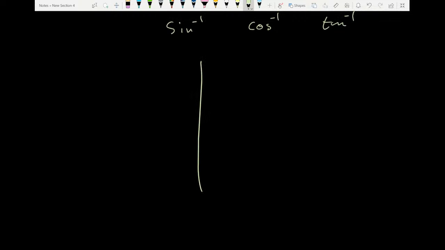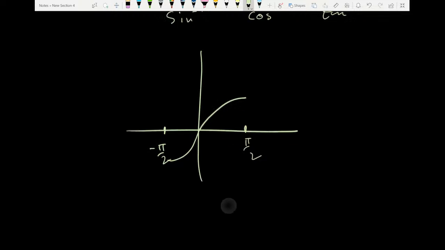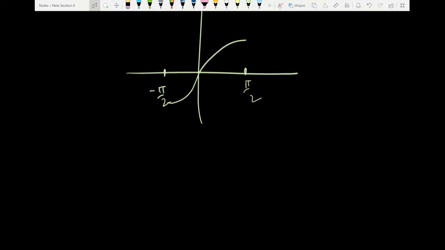So for the sine one, we look at from negative pi over 2 to positive pi over 2. And if I look at the graph of sine, it looks like that. And we just flip that. X becomes the y, y becomes the x. So it flips it, and it becomes like this. Oh, no, I got it wrong. Like that. And this becomes negative pi over 2, positive pi over 2, and so on.